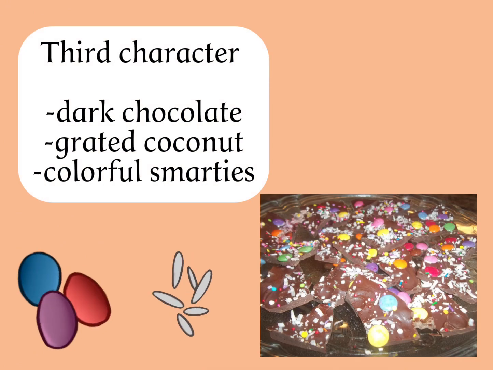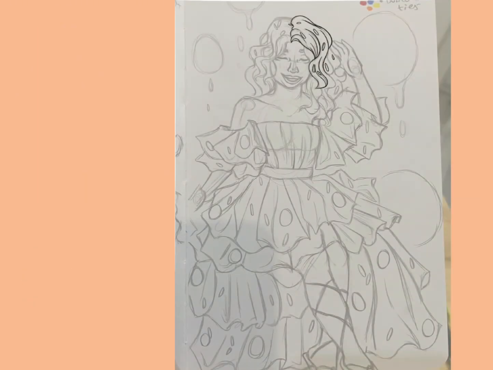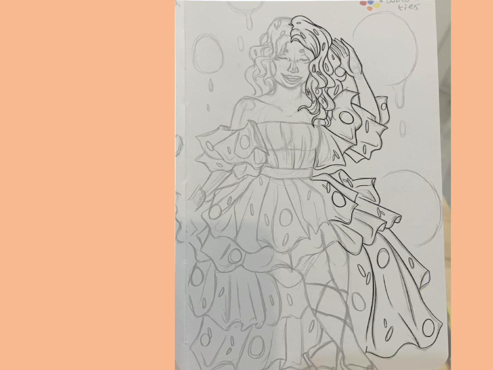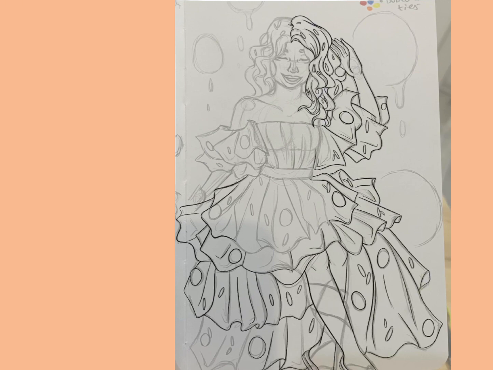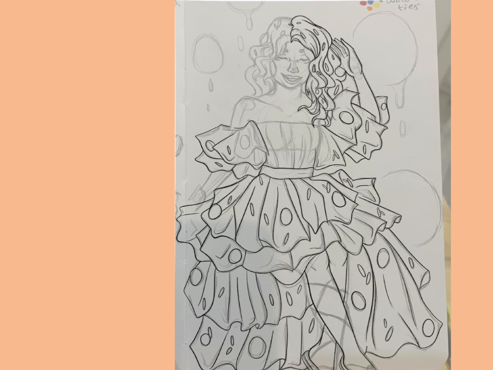Last but not least, here is my third character. For this drawing I will use a dark brown color for the dark chocolate, grated coconut and color for Smarties. I love this combination a lot and I wanted to draw a character with different toppings, and this is a must-have for me. As I drew this character in my sketchbook, I tried to think about the background too while I was drawing it.